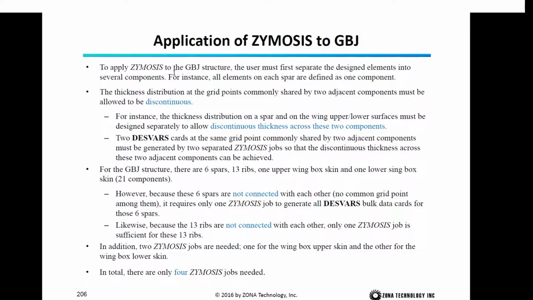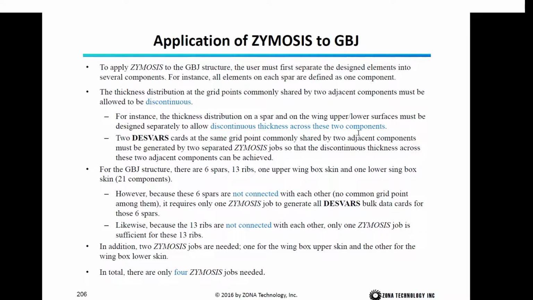To apply the Zamosis to the GVG structure, the user must first separate the design elements into several components. For instance, all elements on each bar are defined as one component. The thickness distribution at the grid point commonly shared by two adjacent components must be allowed to be discontinuous. For example, the thickness distribution on a spar and on the wing upper lower surface must be designed separately to allow discontinuous thickness across these components.